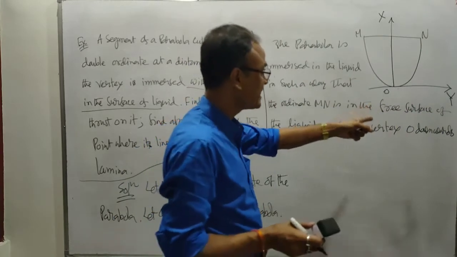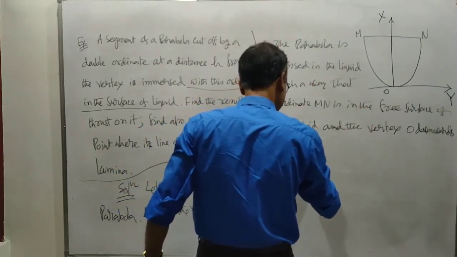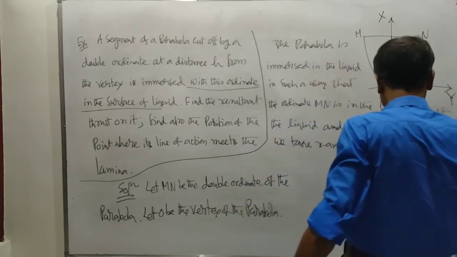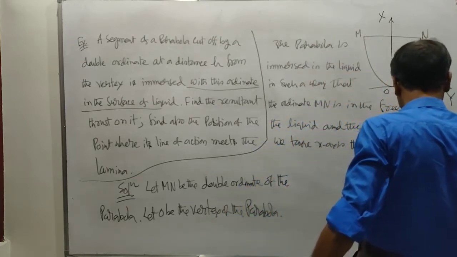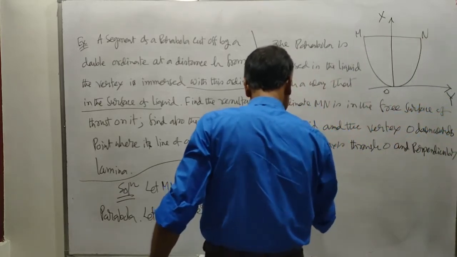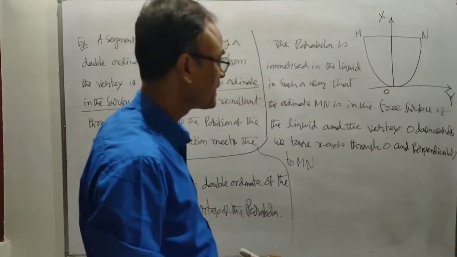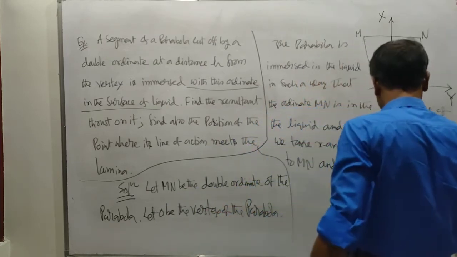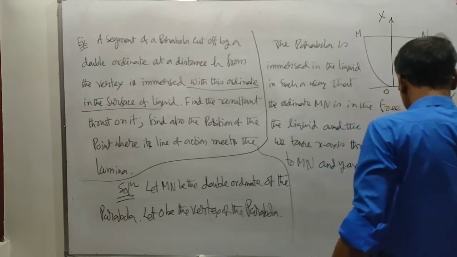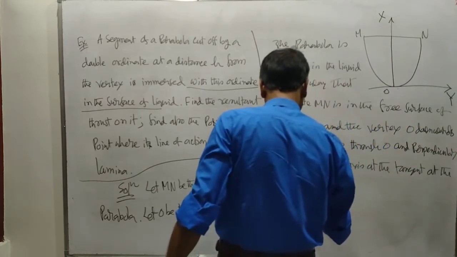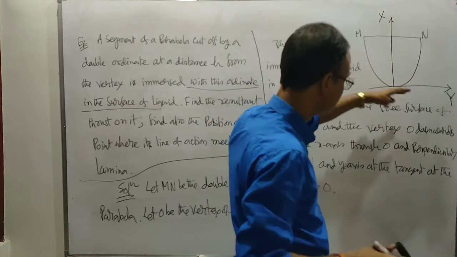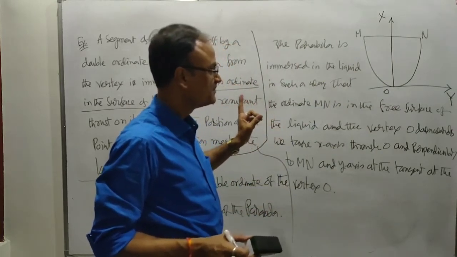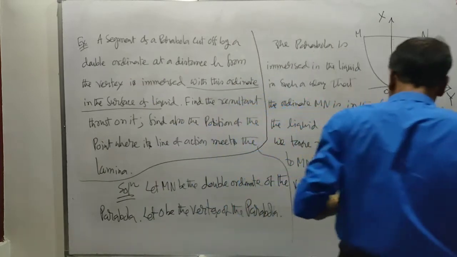Now take the x-axis through O and perpendicular to MN, and the y-axis at the tangent at the vertex O. This is the y-axis and this is the x-axis.